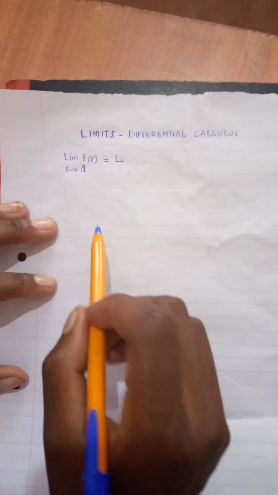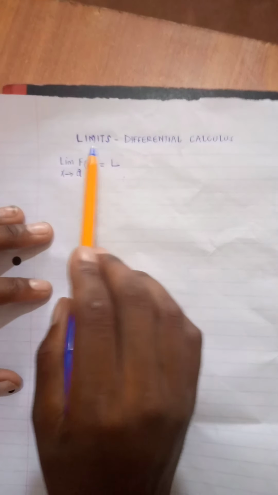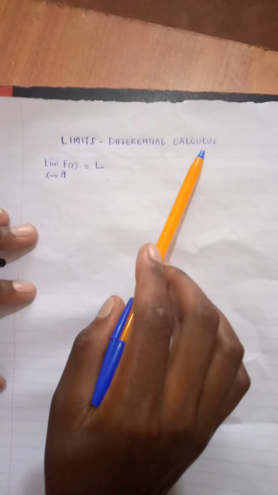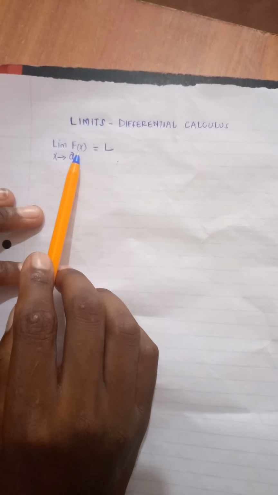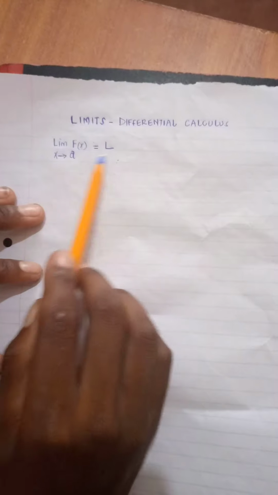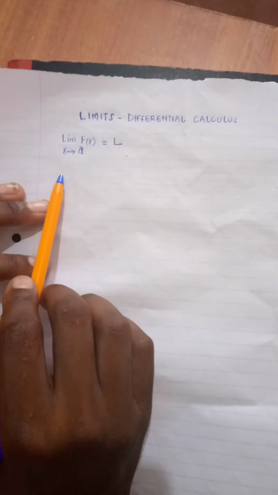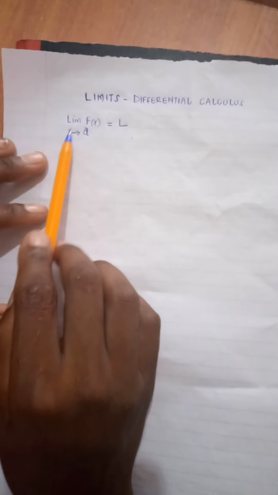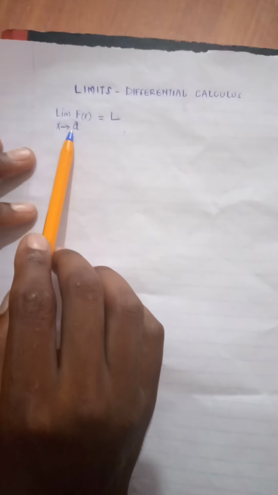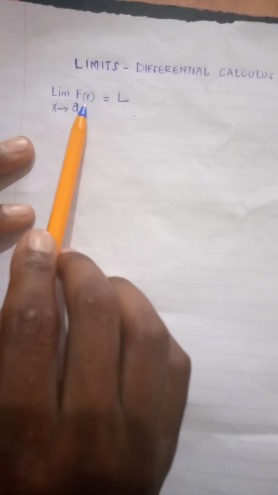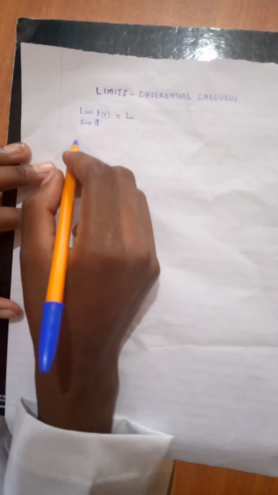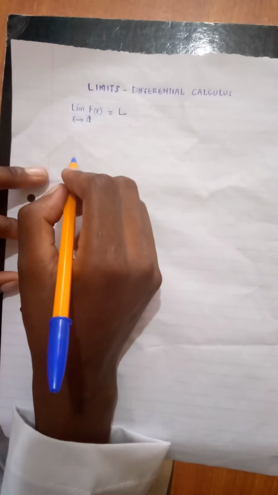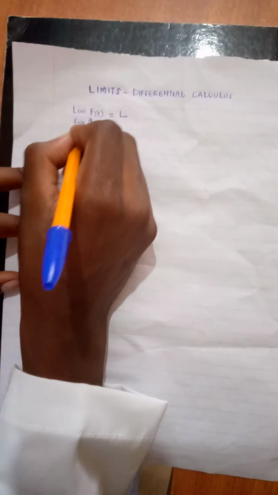Now guys, today we're going to look at limits. Limits are found in differential calculus. In simpler terms, we say that the limit of f(x) as x approaches a is L. What does it mean? That the closer x moves to a, the closer f(x) moves to L. Now, let's compute one example and see how these things work.